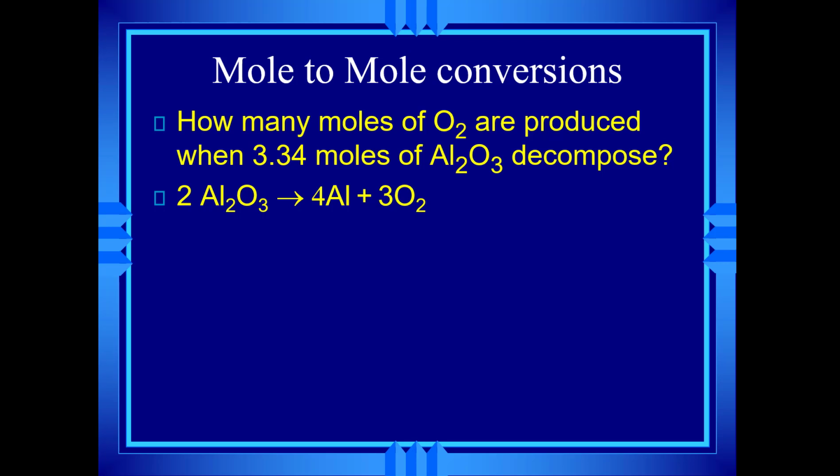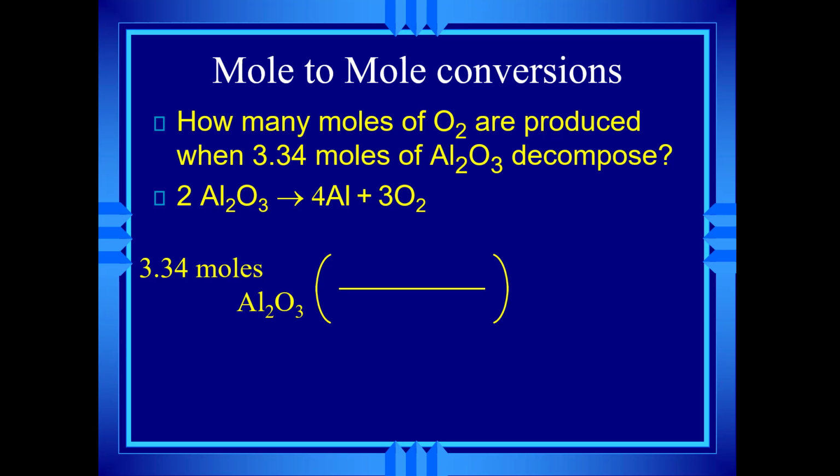So where do I start this problem? Start where I start them all, by writing down what they gave me. It's 3.34 moles of Al2O3. I need to keep the moles. I need to keep the Al2O3. I need a conversion factor. What's got to go on the bottom? What do I want to get rid of?